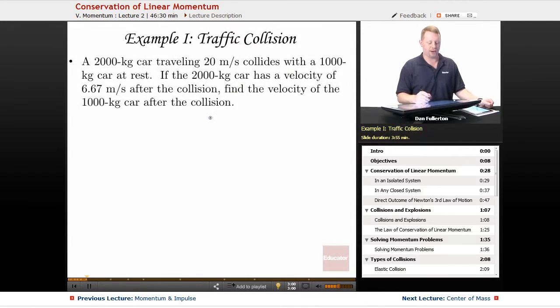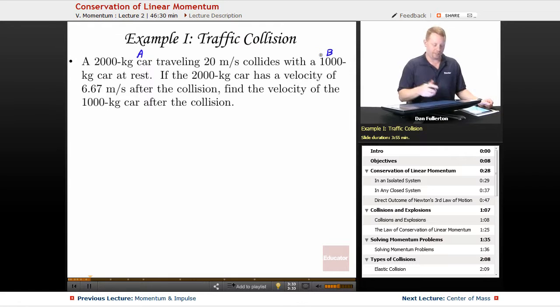Let's do an example of a traffic collision. We have a 2,000 kilogram car traveling 20 meters per second, and it collides with a 1,000 kilogram car, which is at rest. If the 2,000 kilogram car has a velocity of 6.67 meters per second after the collision, find the velocity of the 1,000 kilogram car after the collision. Well, the way I like to solve these is with a momentum table. So let's start by labeling our objects. This 2,000 kilogram car, let's call it A, and the 1,000 kilogram car, let's call it B.